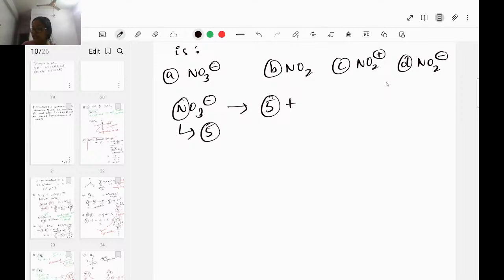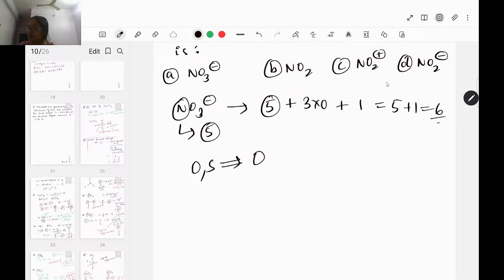If there are divalent atoms like oxygen, sulfur, since they are divalent, not monovalent, their contribution to the steric number is 0. So oxygen, sulfur, their contribution to the steric number is 0. So we do not add anything for oxygen. There are 3 oxygens and each has a contribution of 0, so 3 into 0 is 0. Plus there is one negative charge, so plus 1. 5 plus 1 is 6. So 6 by 2 is 3. So 3 is sp2.